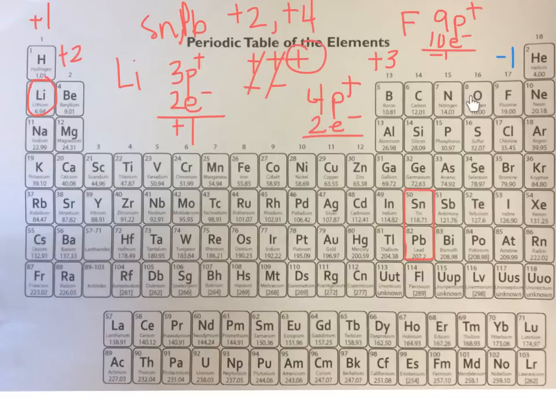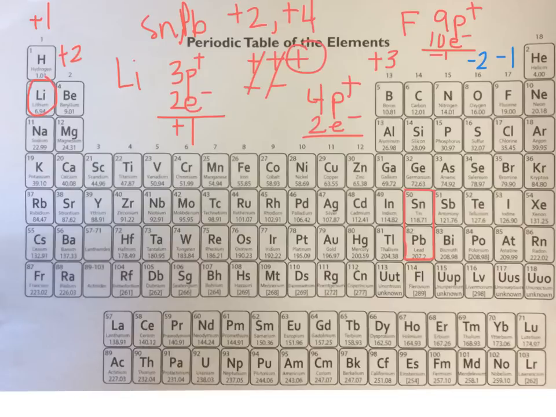So what do you think is easier for oxygen to do? Gain 2 or go back 6? Well, gain 2. It's a lot easier for it to just gain 2. So then, if it's gaining 2 electrons, it's gaining 2 negative charges. Therefore, that group will be -2.